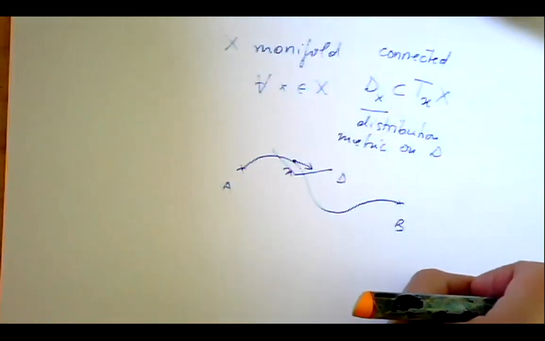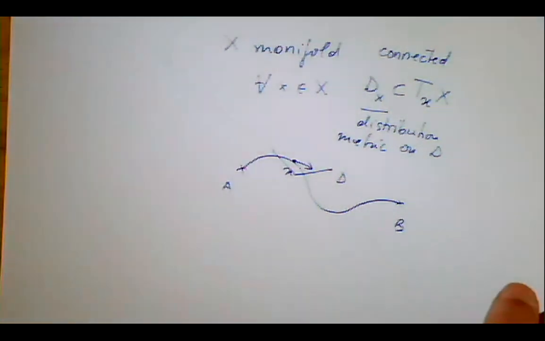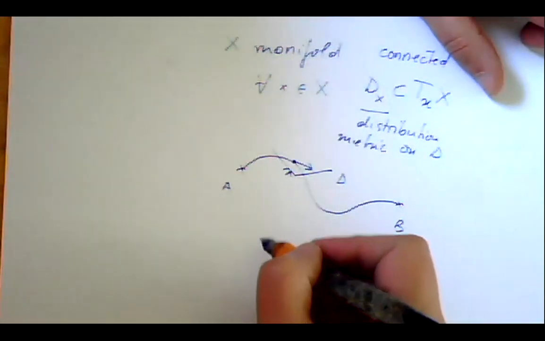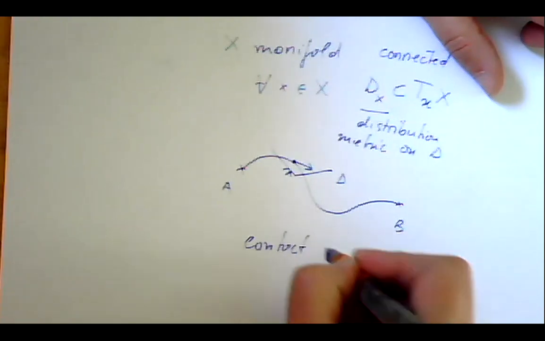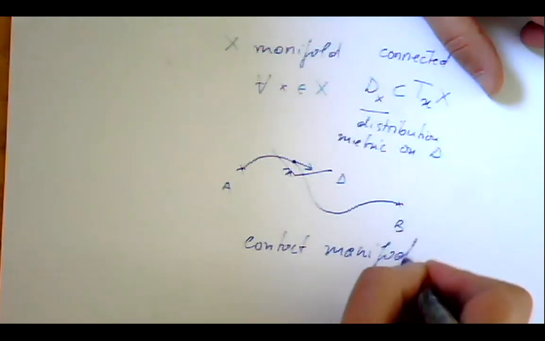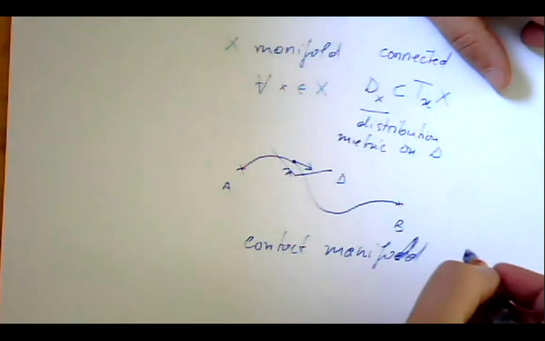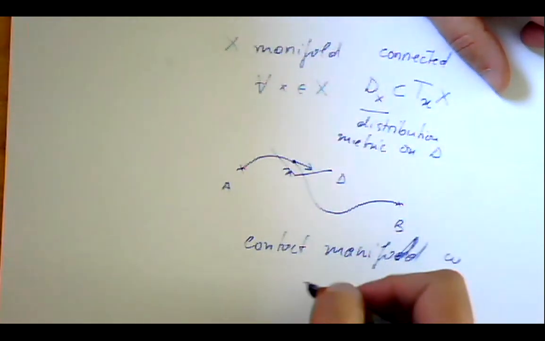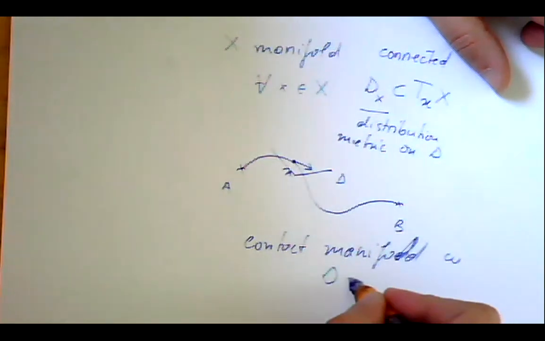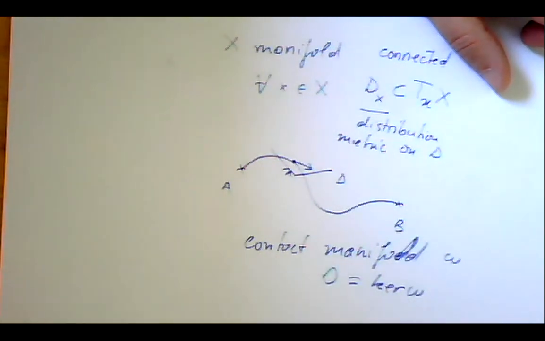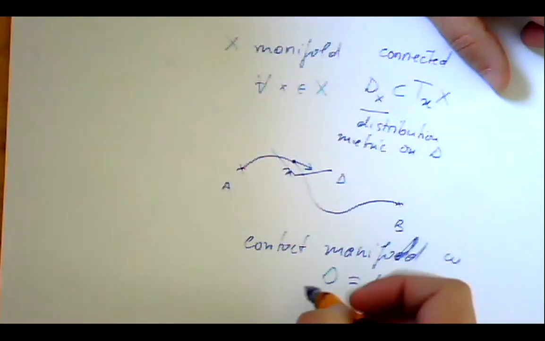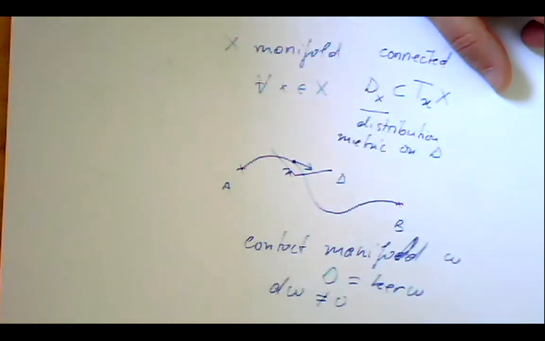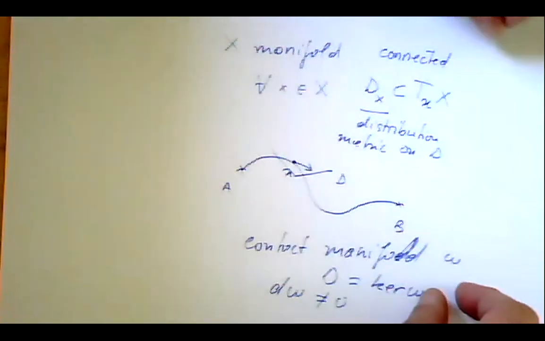You see? These kinds of things appear everywhere. For example, if you have a contact manifold, that means that you give a form on it, and D will be the kernel of the form, and it's completely non-integrable if the form is not closed.